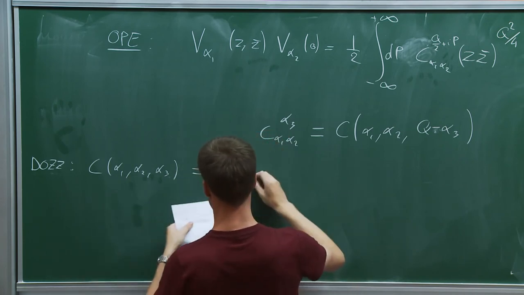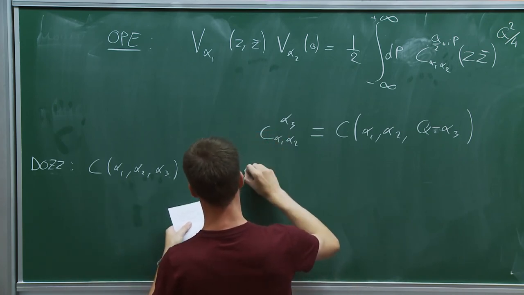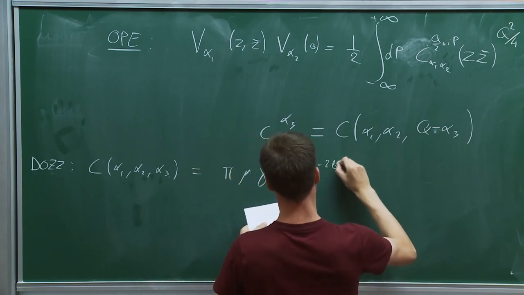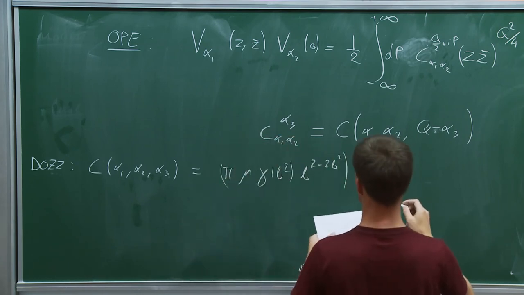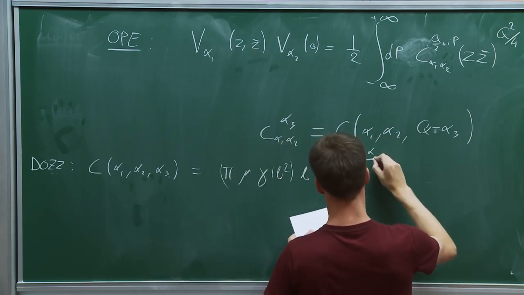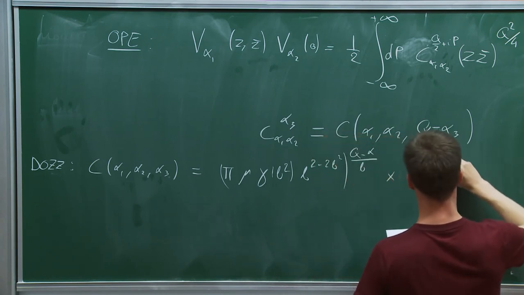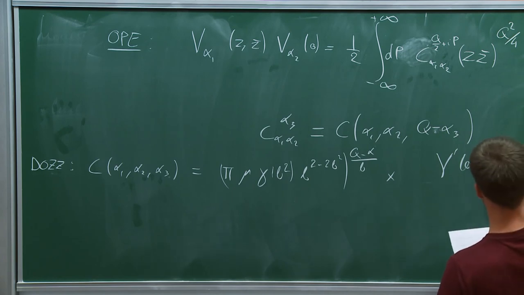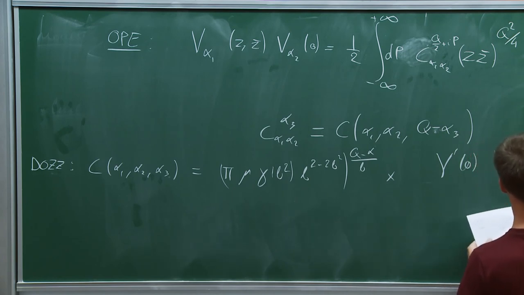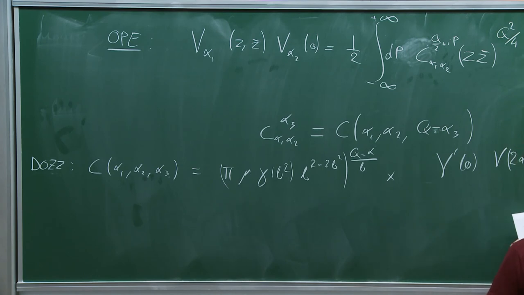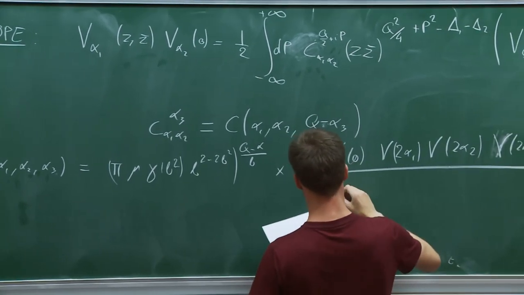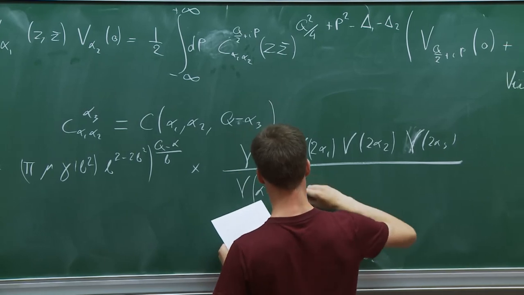Anyway, so this object has some overall prefactor, which we shouldn't be scared of, since we can still decide to change the normalization of the operators, times the derivative of the Upsilon function evaluated at 0, an Upsilon function evaluated at 2 alpha 1, at 2 alpha 2, at 2 alpha 3, divided by four more of these Upsilon functions.